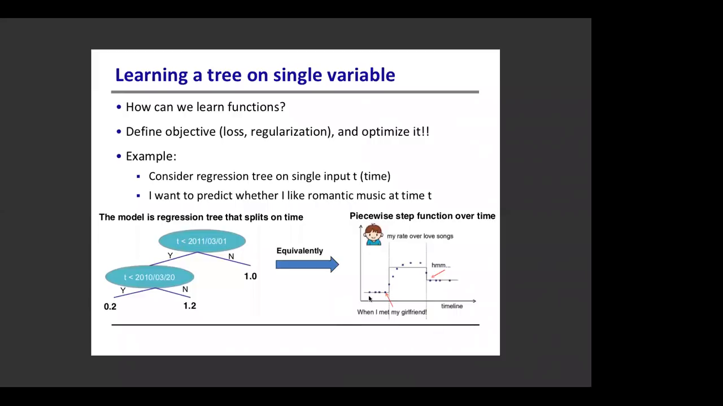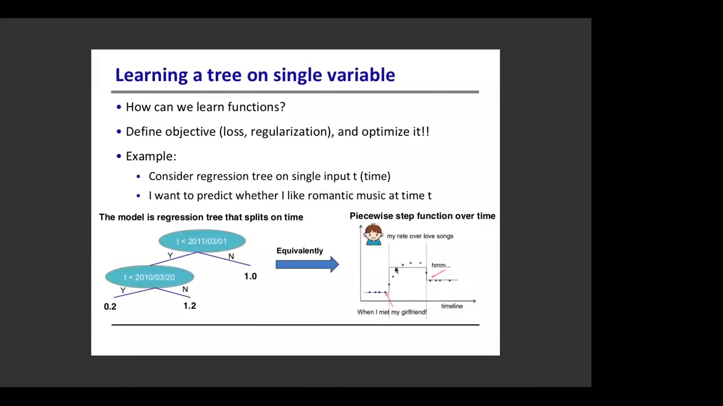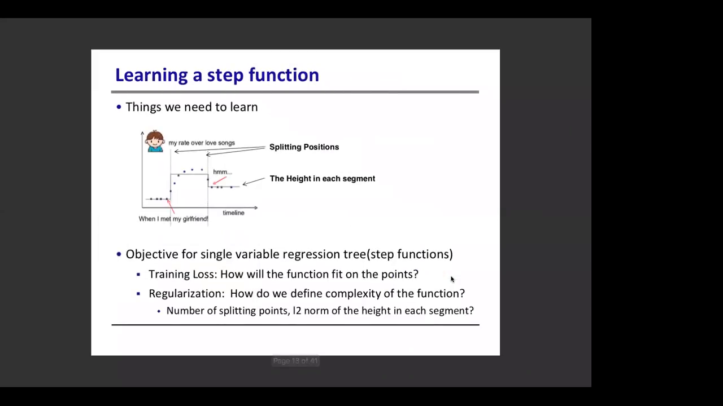Here the rating for the love song was very low, but after the person met the girlfriend, it improved, and then after a while it dropped down again. So basically, what we are trying to show is that this non-linearity is very well captured by most decision trees. The objective of a single variable can handle all kinds of non-linearity, specifically decision trees.